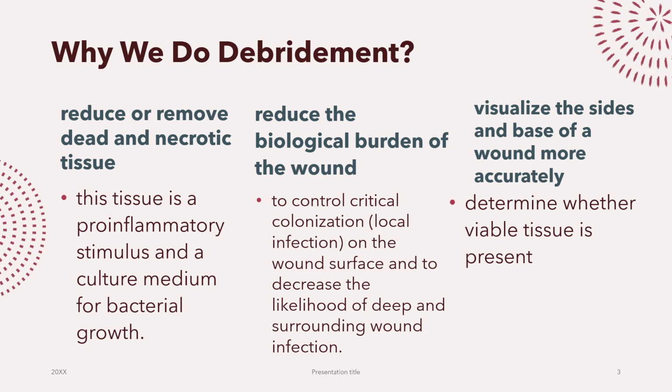Why do we do debridement? Three points. First is to reduce and remove dead and necrotic tissue. Why? Because this is a pro-inflammatory stimulus and can be a culture medium for bacterial growth. Second point is to reduce the biological burden of the wound, to control critical colonization and local infection on the wound surface, and to decrease the likelihood of deep and surrounding tissue infection.